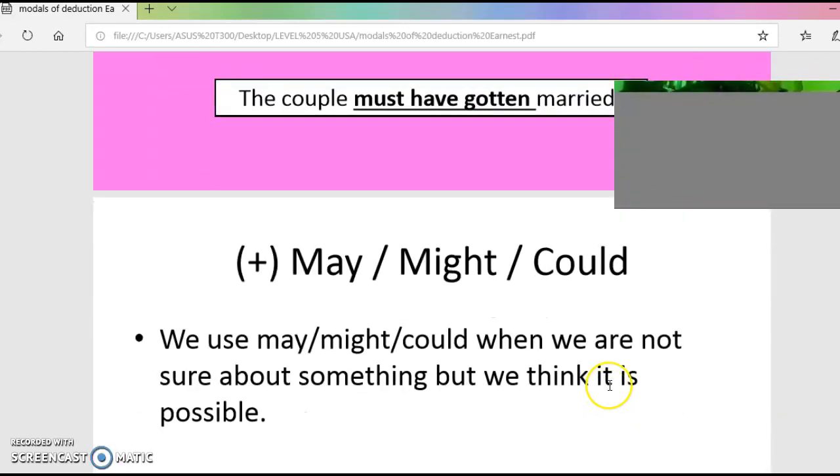Okay, coming to the other modals of deduction, we have may, might, and could. In the general usage, the modal verbs may, might, and could show possibilities: high possibility, lower possibility, and future possibility. But if it's a possibility, it means that we are not completely sure of what happened or what is going to happen. That's why it's a possibility, but we can't have evidence of what is going to happen. That's why we use them differently.